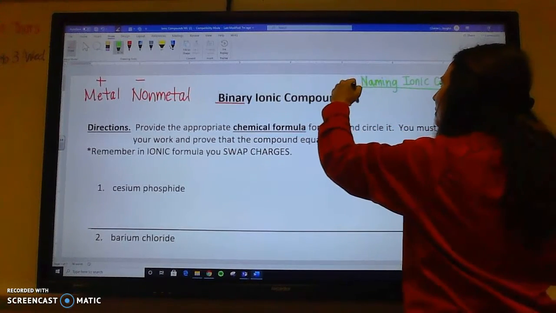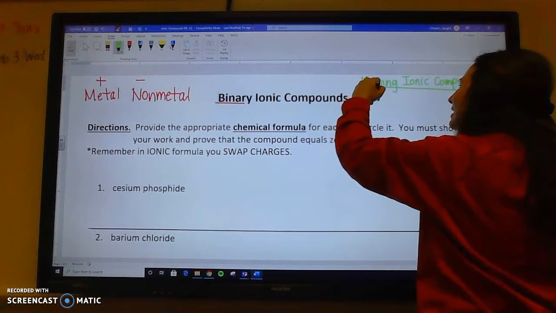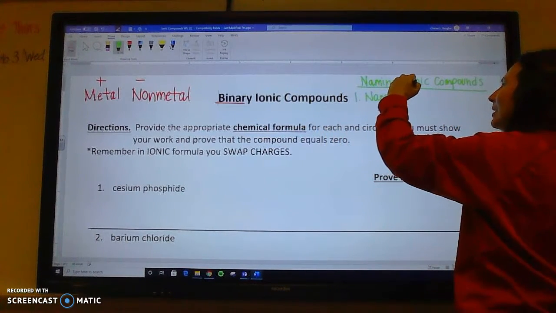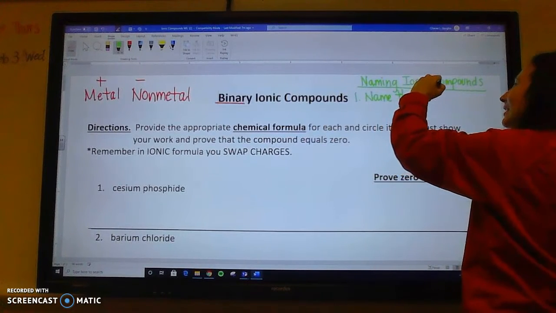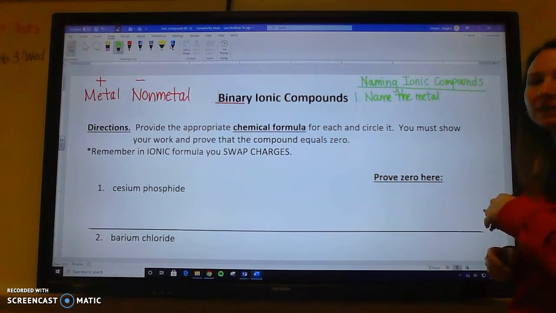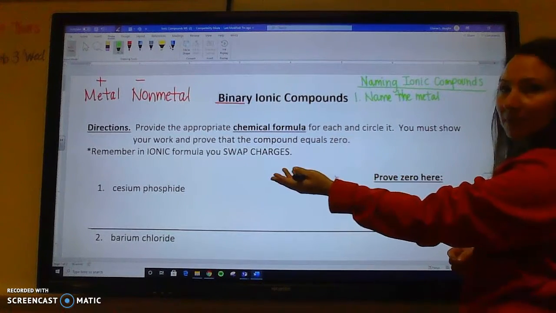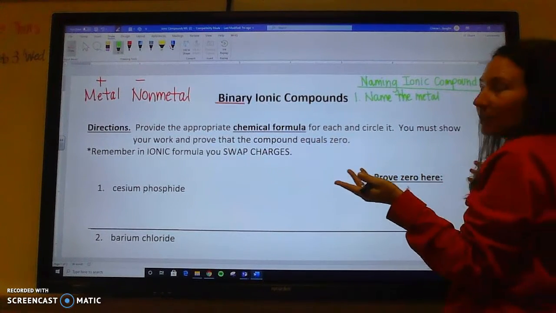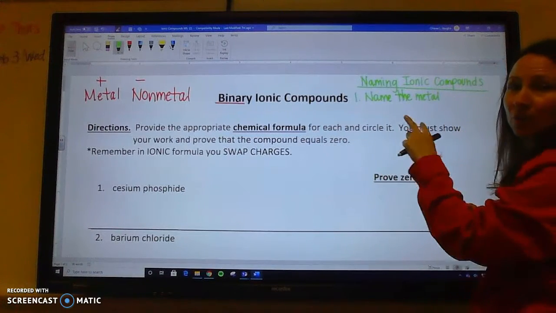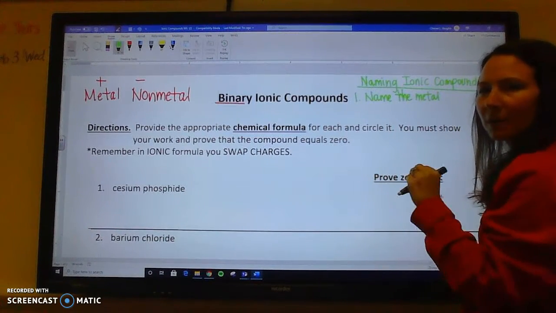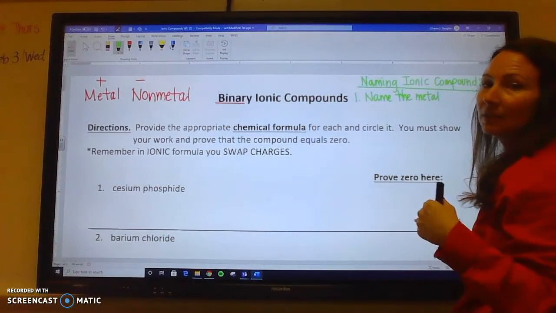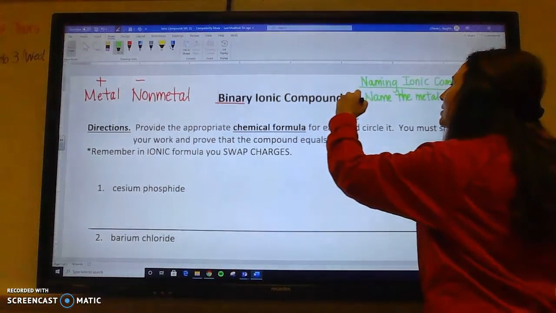All right, so the first thing is you're just going to name your metal. Remember, that's the first element. So name the metal exactly as it appears on the periodic table, okay? So if you have cesium, that is exactly how it looks on the periodic table. And we're pretty much just looking at metals in the first 2 columns. We're not going to look at the ones in the middle. On your periodic table, they don't have charges that are given. There's a special reason for that, but we're not going to get into it.